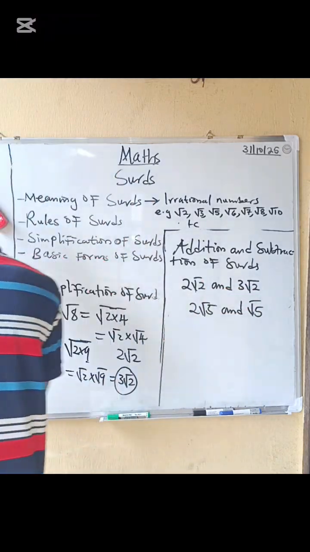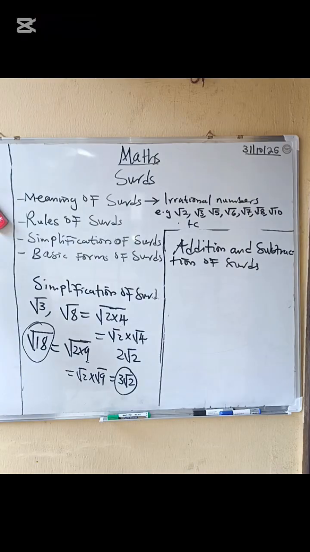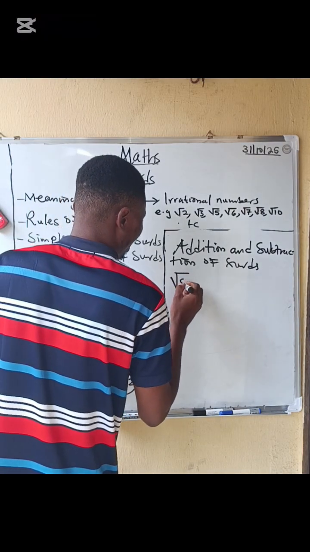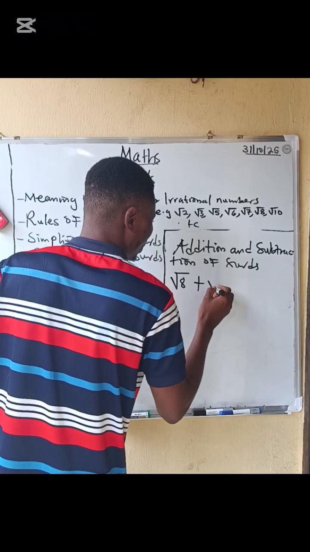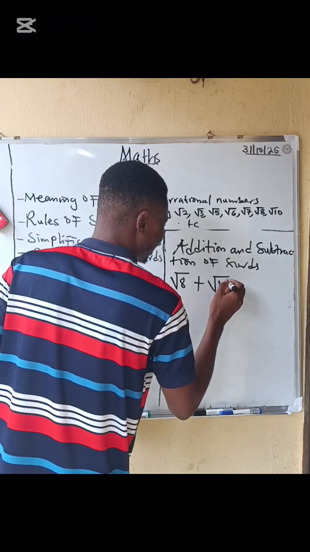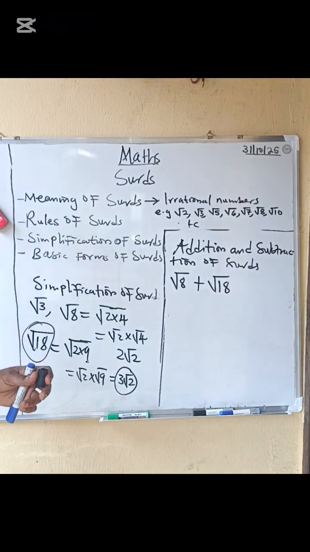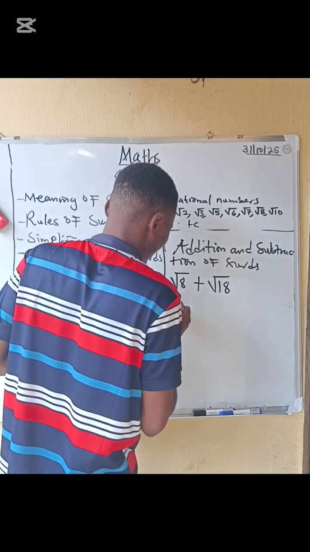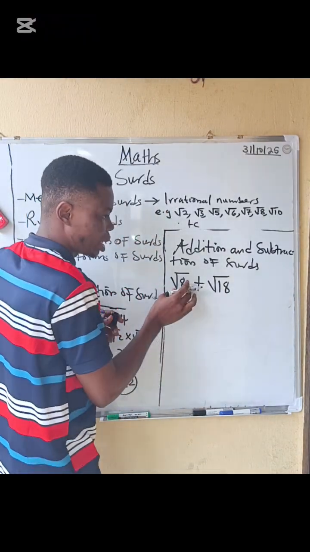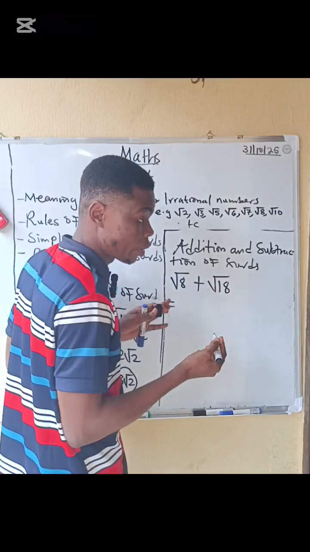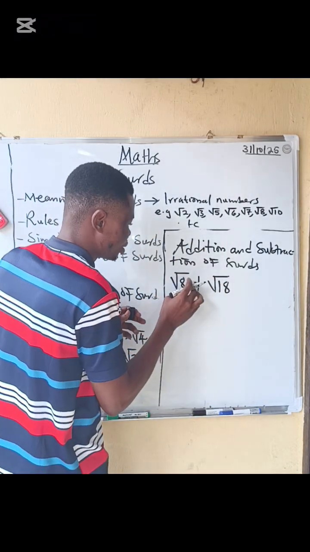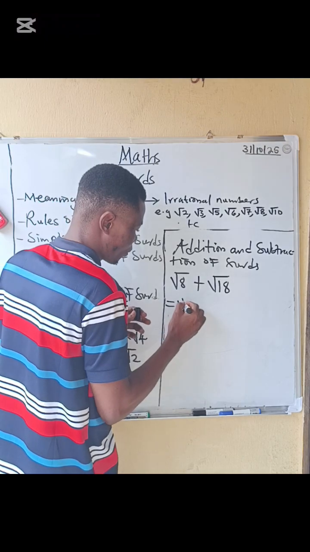So let's proceed. Let's simplify root 8 plus root 18. What is the answer? This is what we are going to do. Find two numbers such that one will be a perfect square and the other one will not be a perfect square. When you multiply, you have 8. The same thing with this. So the two numbers for here is what?